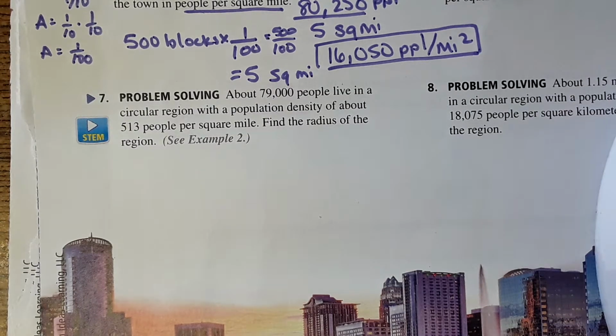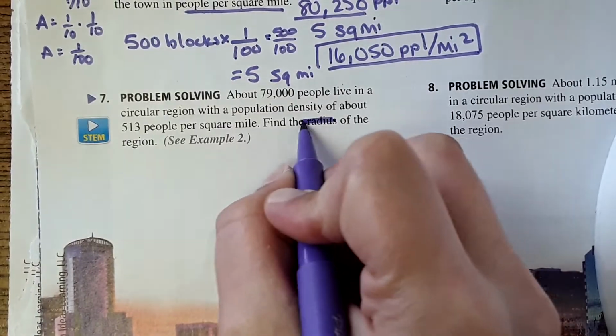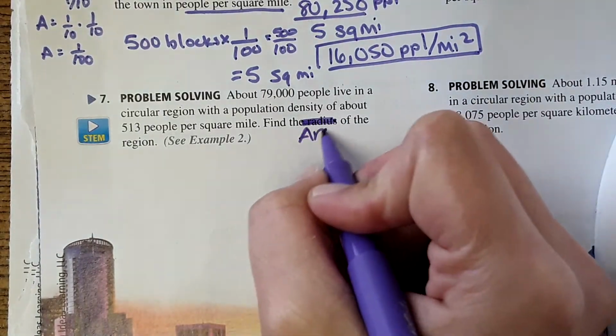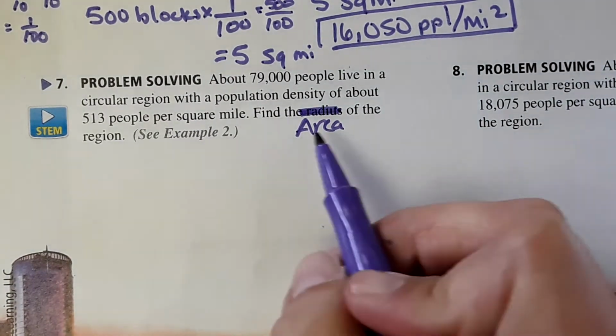Okay, so for this one, it says to find radius, which we could find, but all the ones on your homework are going to ask you for maybe area. It's not going to go down to radius. So we'll practice it finding area.